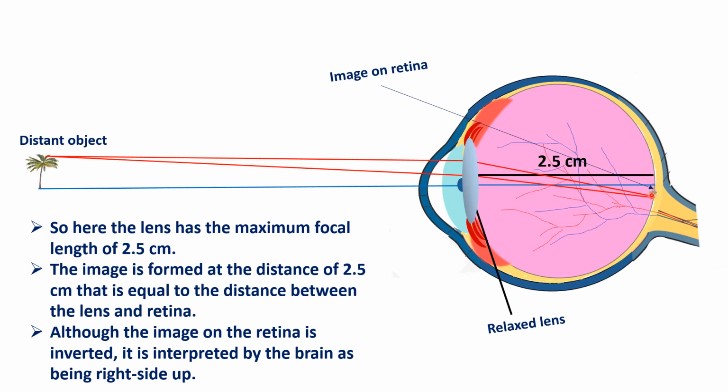So in this case, in viewing the distant objects, what happens here? The ciliary muscles become relaxed. Hence, the size of the eye lens will become more. When the size of the eye lens becomes more, its focal length will become maximum, that is 2.5 centimeters.